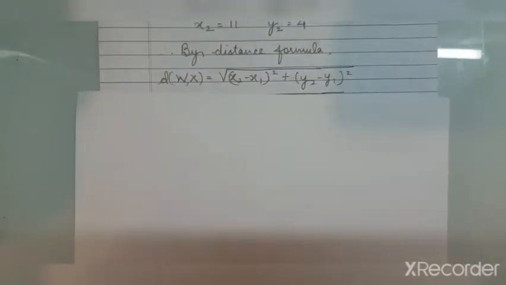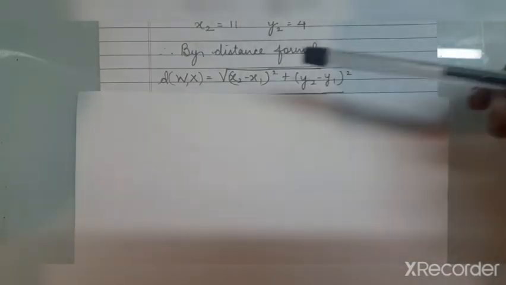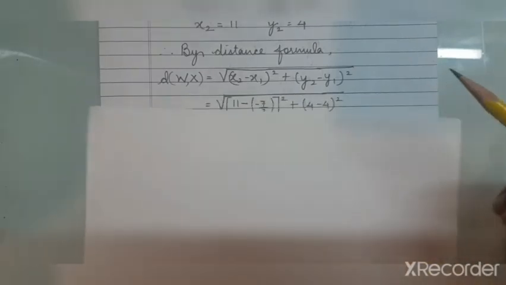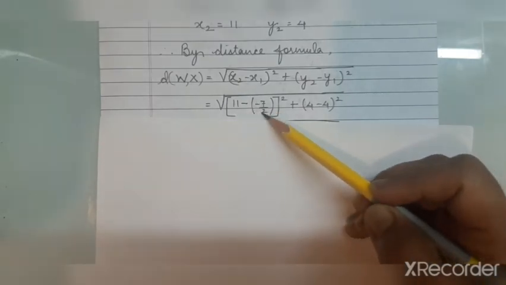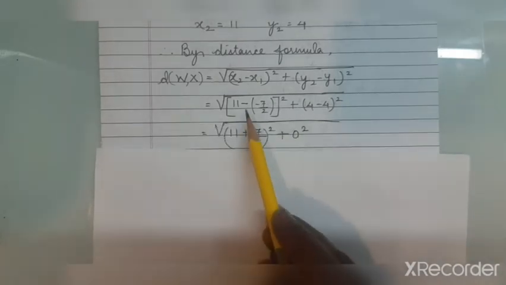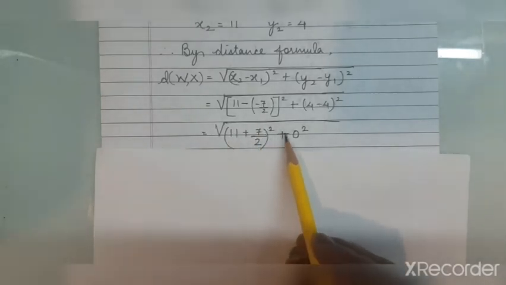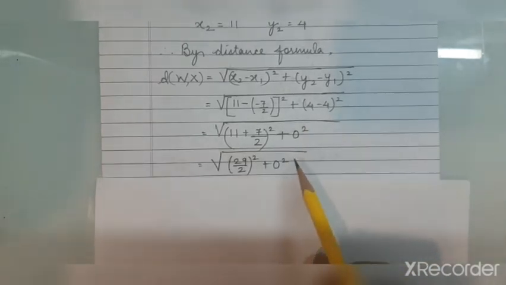Now by the distance formula, we use square root of x2 minus x1 the whole square plus y2 minus y1 the whole square. Since it's a fraction, see that you are a little careful while substituting. So square root of, now first, as I told you, try to solve the inside bracket. So minus into minus is plus. Let this bracket be as it is, square. 4 minus 4 is 0, square. Okay. Now 0 square is 0.